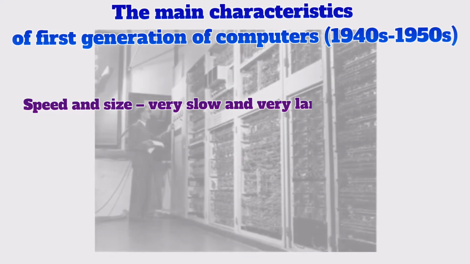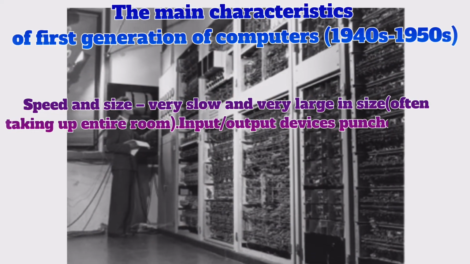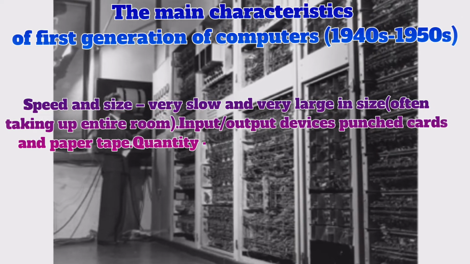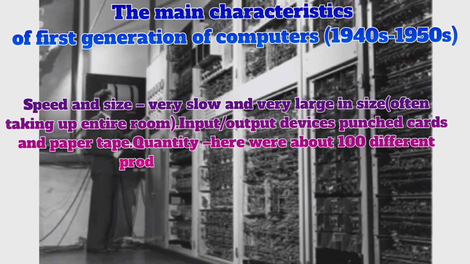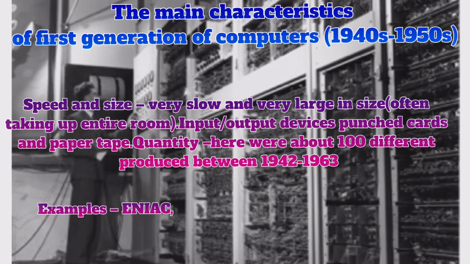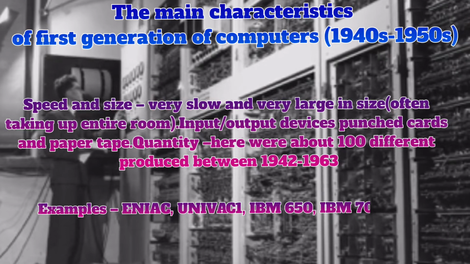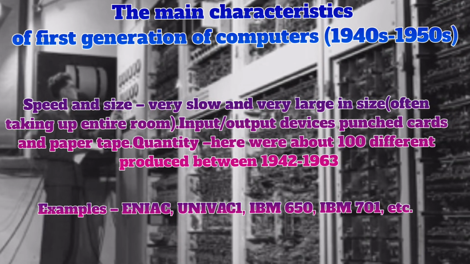Speed and size, very slow and very large in size, often taking up an entire room. Input device and output device, punched cards and paper. Quantity, there were about 100 different products between 1942 and 1963. Example of unit.